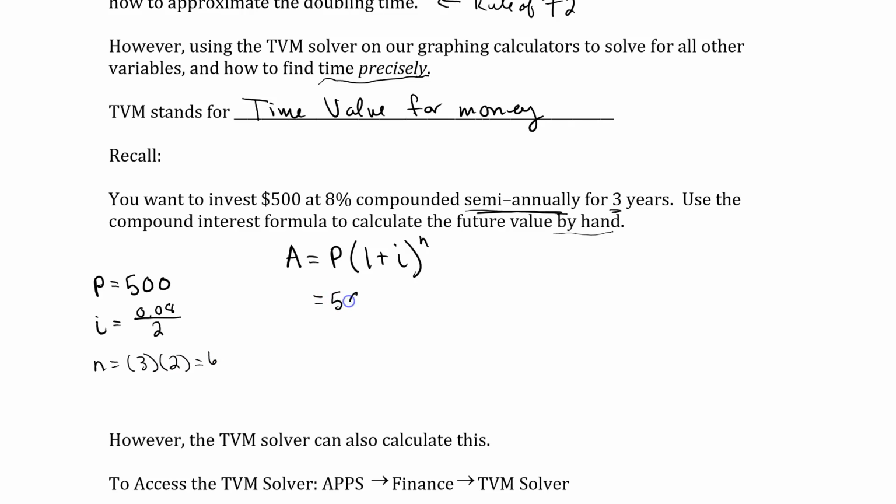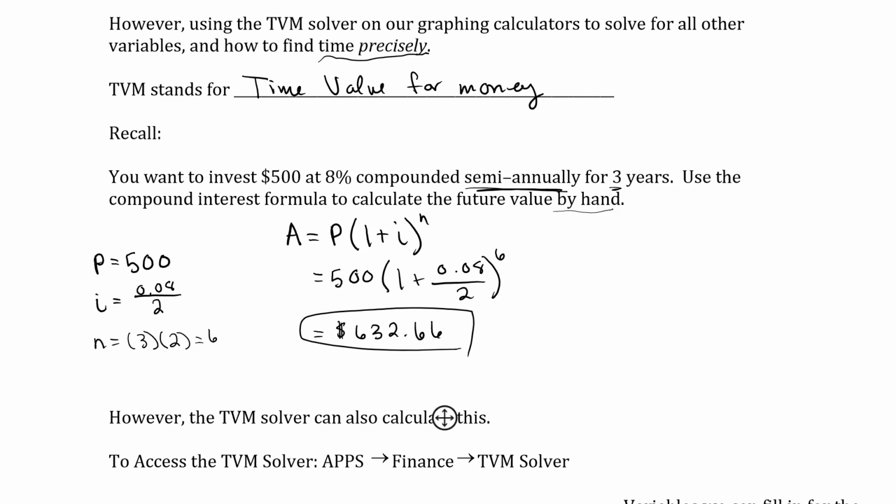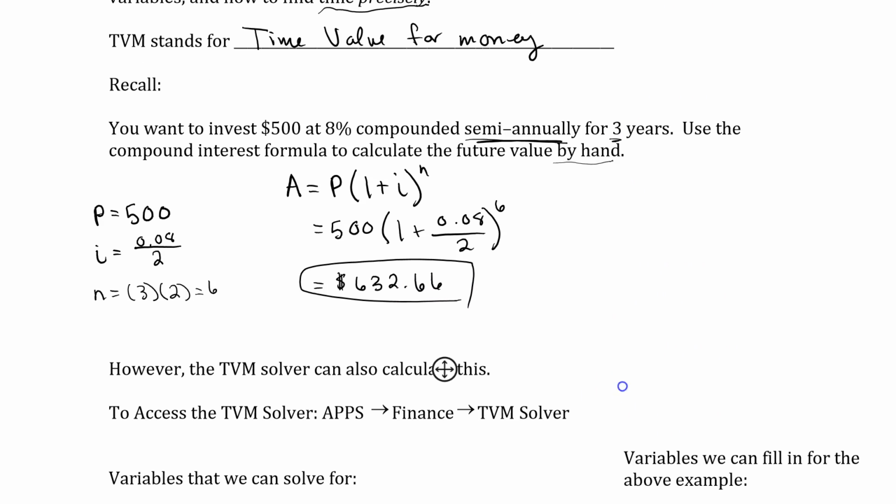Let's go 500 times (1 plus 0.08 all over 2) to the power of 6. Okay, 6. We get a final amount here, so a future value of $632.66. So what I want you to do is burn that in your brain, $632.66. Because what we're going to do is solve this exact same problem with the use of our TVM Solver.